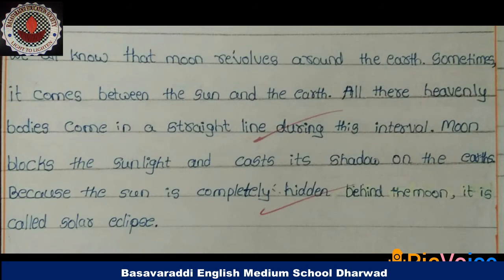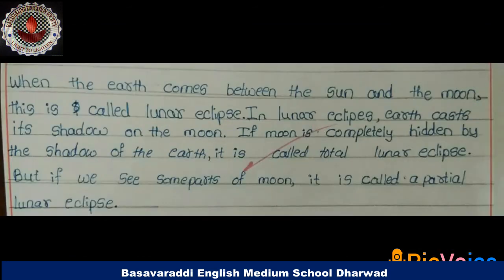Next question is define a solar eclipse and lunar eclipse. Let's draw a neat diagram. Some note on that. We all know that moon revolves around the earth. Sometimes it comes between the sun and the earth.